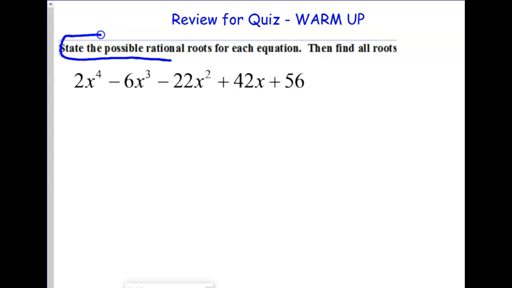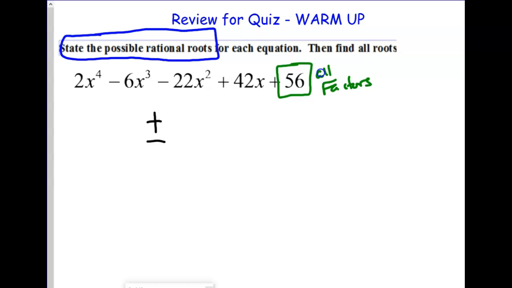State all the possible rational roots for this. We were working on this the other day. What if I wrote this down? Does this ring any bells for you? Plus or minus. So then you're supposed to look at the constants, and you're going to give me all the factors for 56.